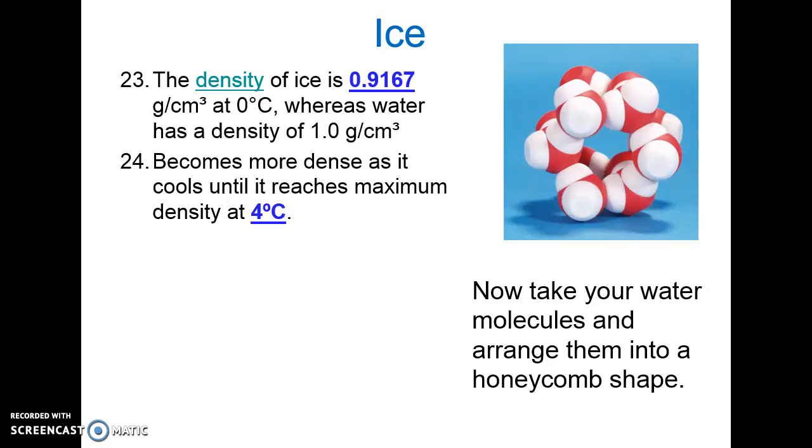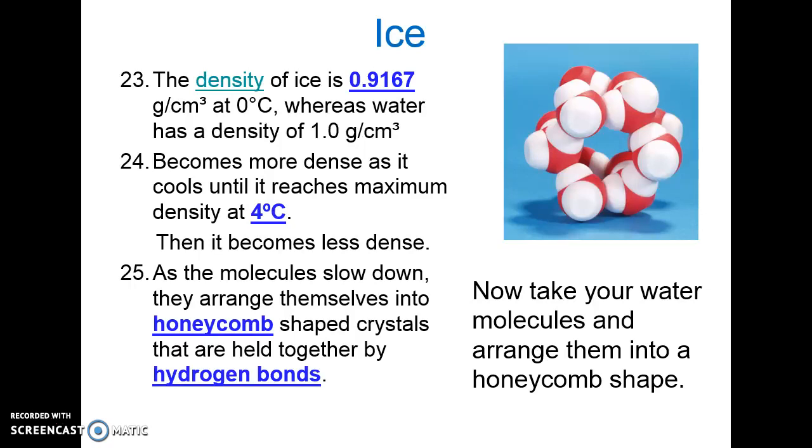And water has its maximum density at 4 degrees Celsius. And we know that water freezes at 0 degrees Celsius. Okay? Then the ice becomes less dense. As the molecules slow down, they arrange themselves into honeycomb-shaped crystals that are held together by hydrogen bonds. So now I want you to take your water molecules and arrange them in a honeycomb shape and see how that happens.